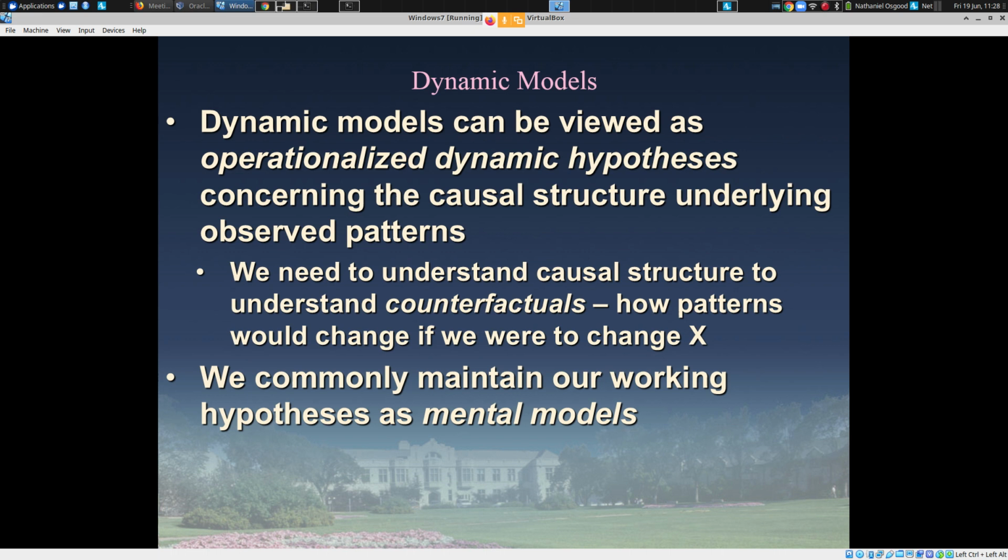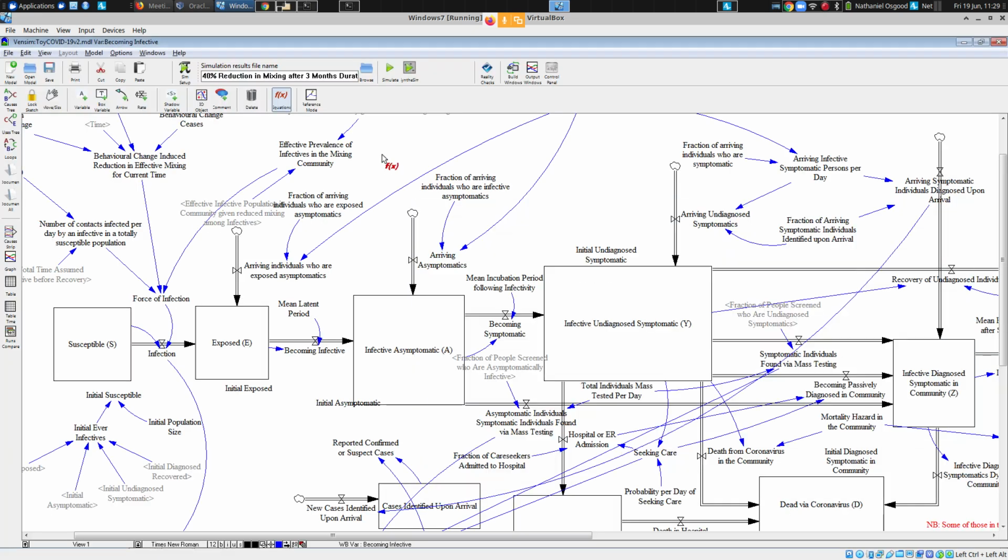They're not inchoate ideas in our head, but crafted in a form that's precise. That doesn't mean accurate necessarily, but it means precise. And by so doing, we'll be able to assess their accuracy. So they're operationalized. They're dynamic. They're about change over time.